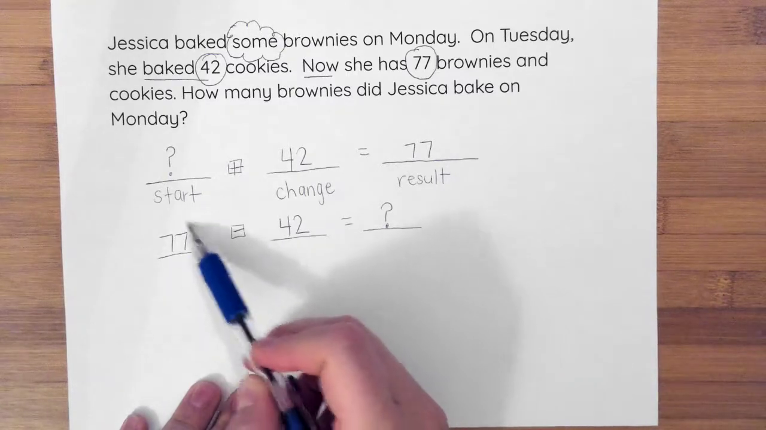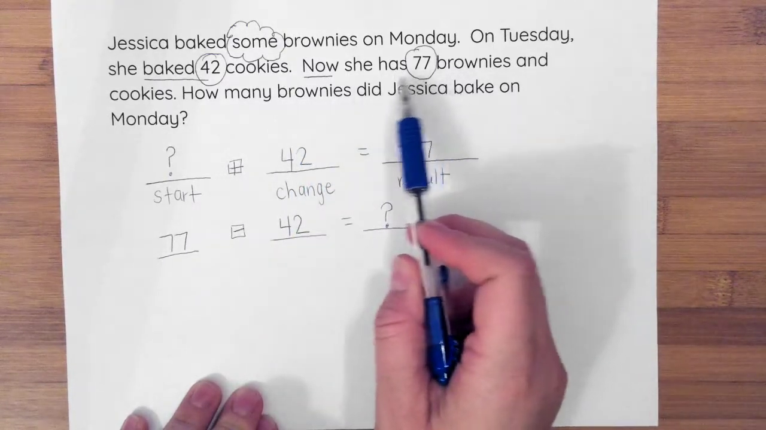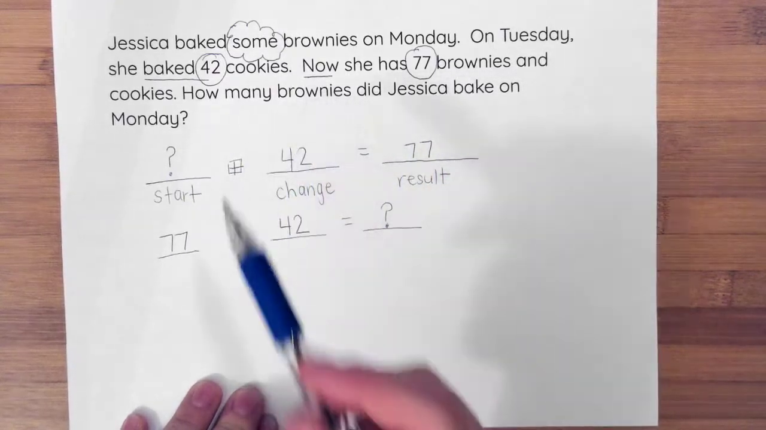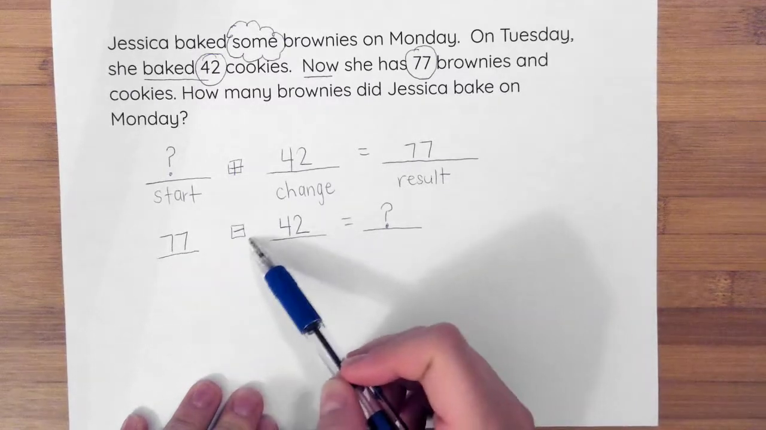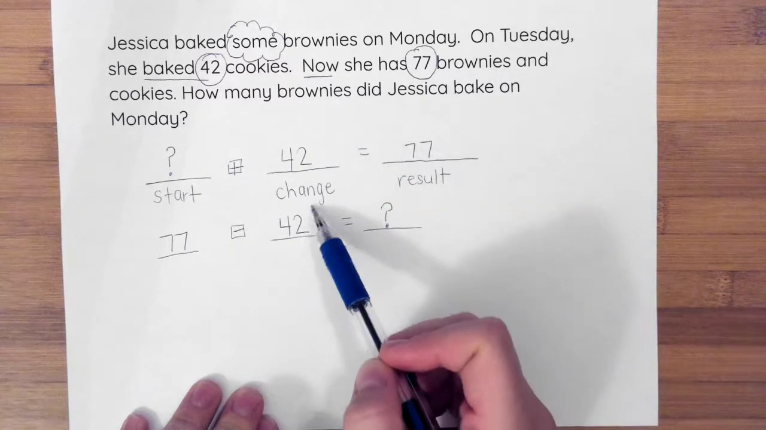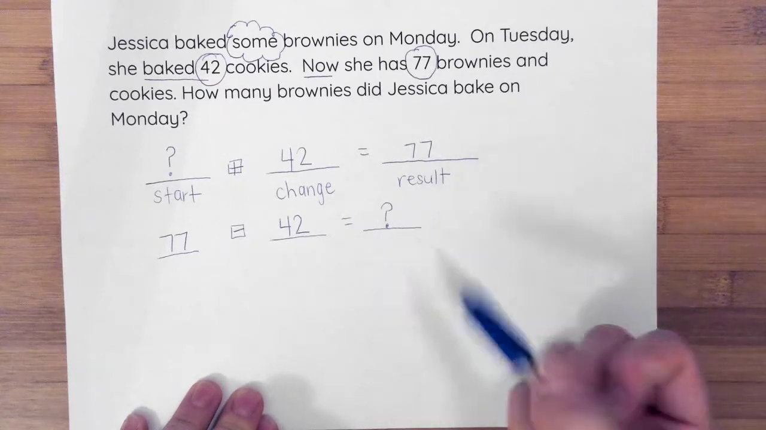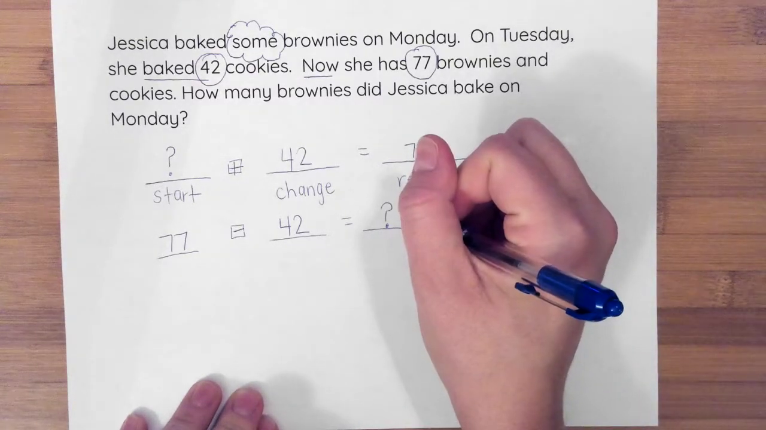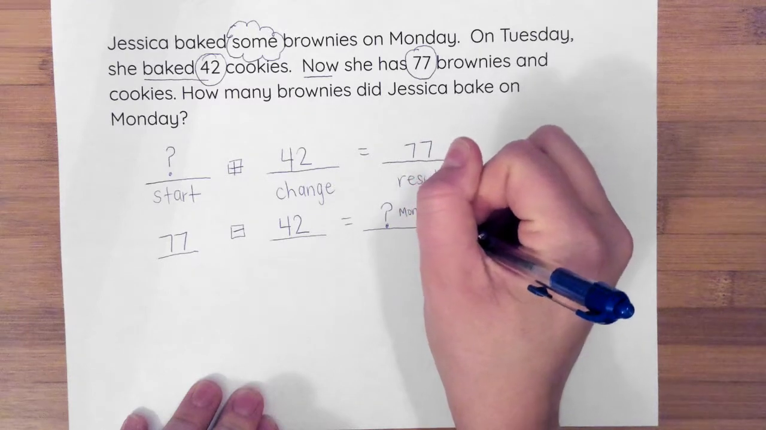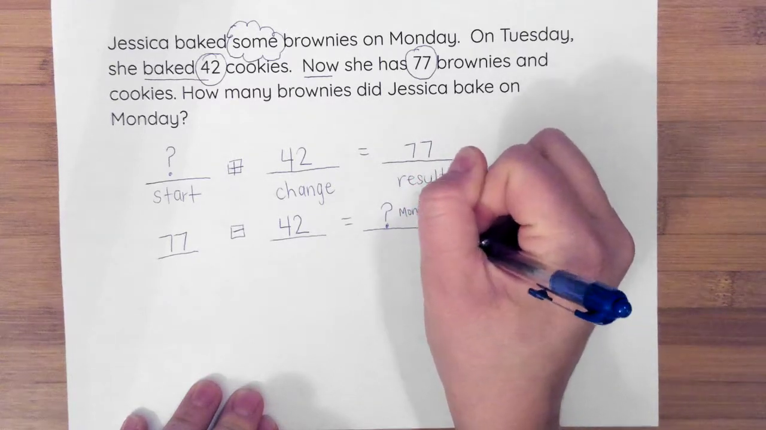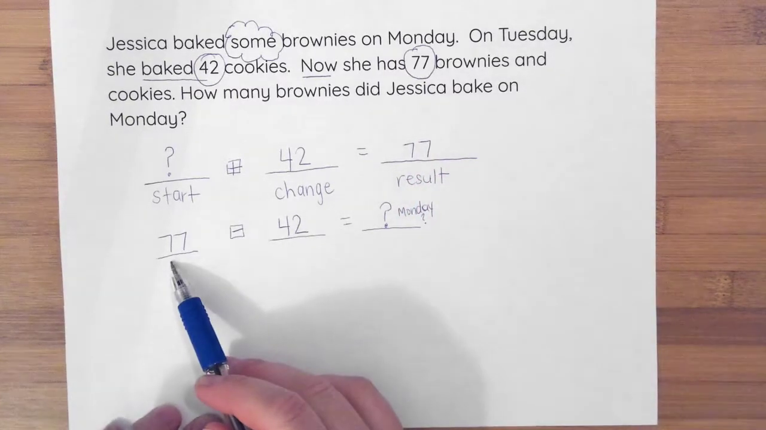Because this is what I ended with. It said she has 77 brownies and cookies now. So that's what I'm ending with. So I know I'm going to take away what I know she baked on Tuesday to figure out what she did on Monday. This is about those Mondays, right? This question mark. What did she bake on Monday? So I know that I'm going to set this up.